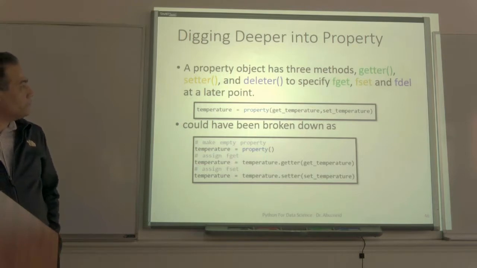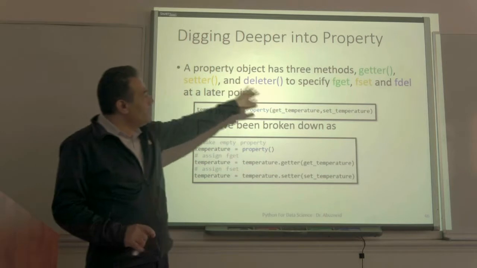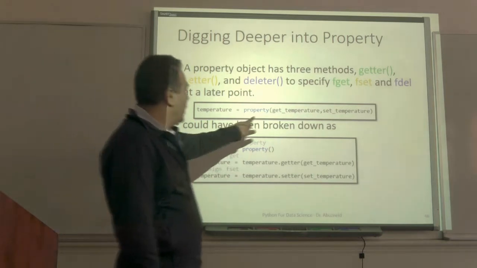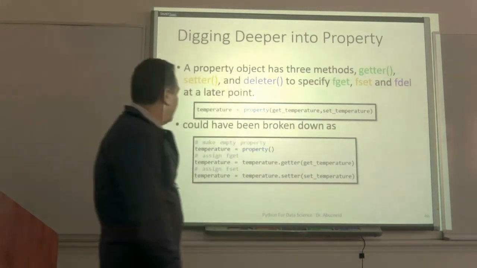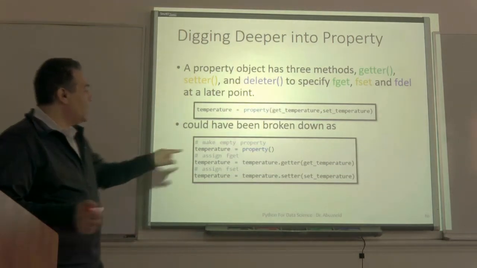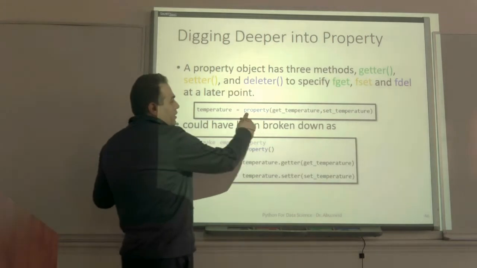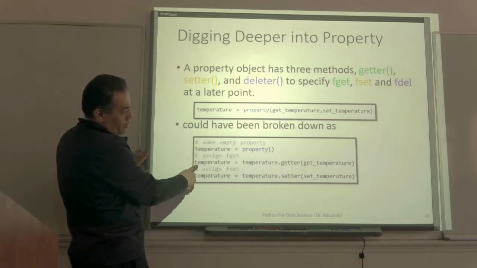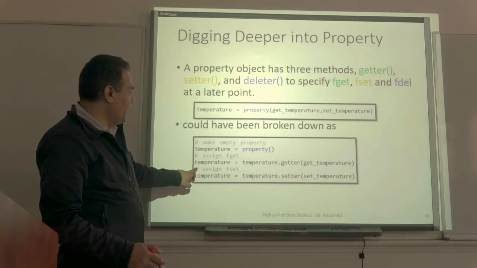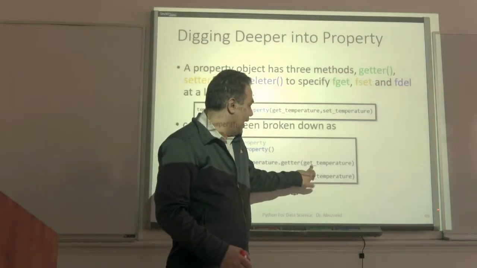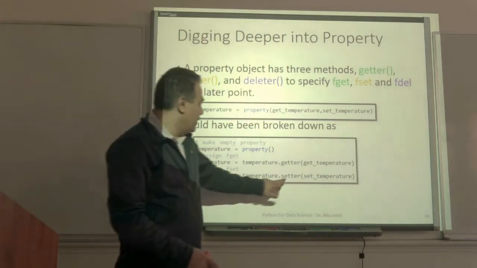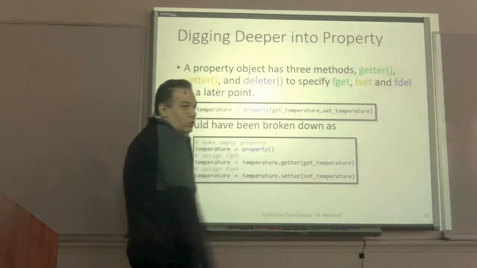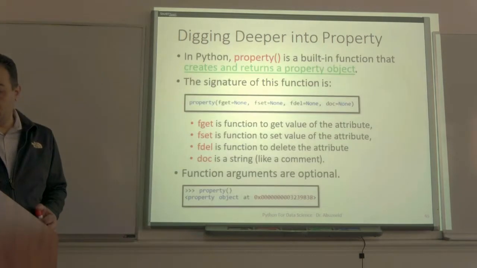All right. So a property object has three methods: getter, setter, and deleter, to specify them. That's what we have visually: the getter and the setter. So I make an empty property. I did not pass anything, I did not pass this function or this function, in temperature. Then I assign: here I assigned the getter, and here I assigned the setter. So temperature.getter equals this, and temperature.setter equals the setter function. Again, let me go back. Right here.